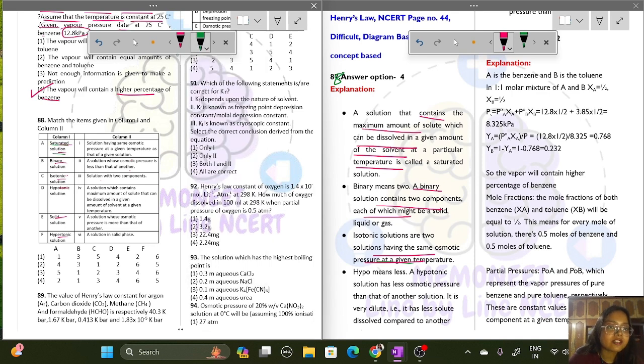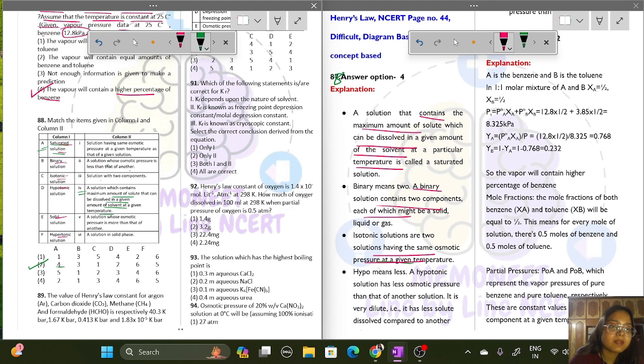Yeah, for saturated solution, what we have seen is that it is a solution that contains the maximum amount of solute that can be dissolved in a given solution. So for A, option 4 is correct. So option 2 will automatically be the correct option. Let us see the others also.